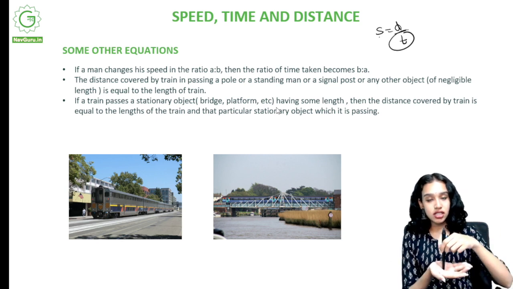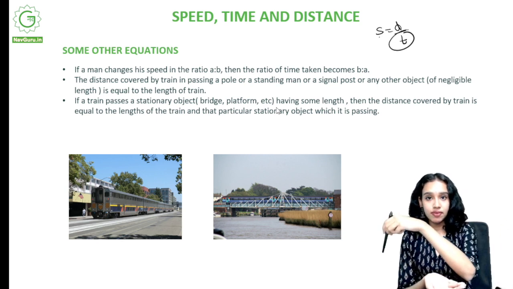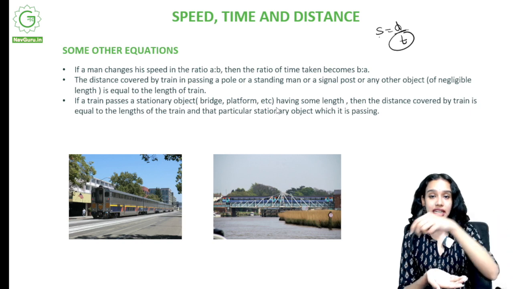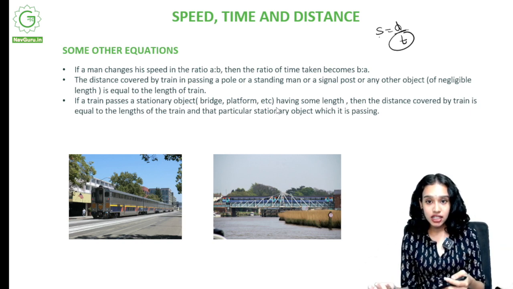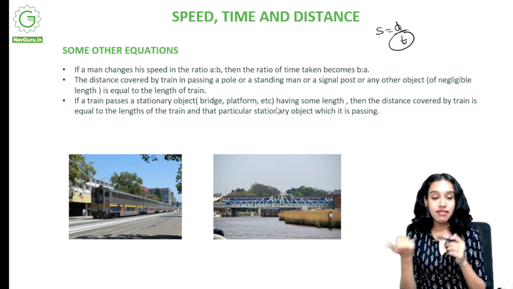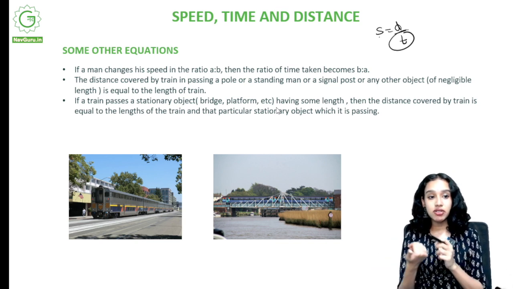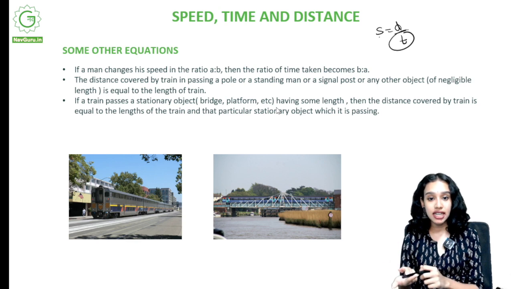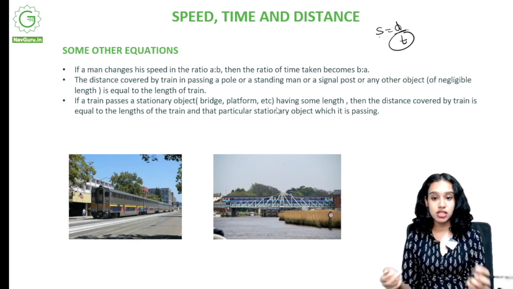Why? So this is the pole. The train is moving. So what is the distance covered by the train? It is the length of the train, right? Now, if a train passes a stationary object having some length, then the distance covered by the train is equal to the length of the train and that particular stationary object which it is passing.